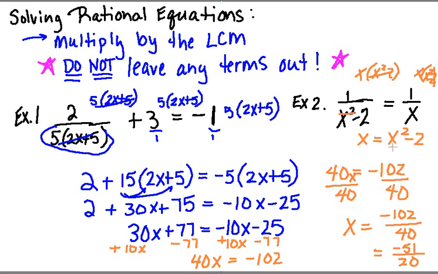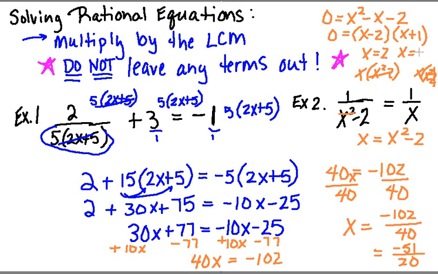Okay? And now look, you've got a quadratic, and so we want to get that equal to 0. I'm going to say 0 equals x squared minus x minus 2. And actually, in this case, I can factor this pretty easily. It's x minus 2 times x plus 1. Okay, and I get that x equals 2 and x equals -1.